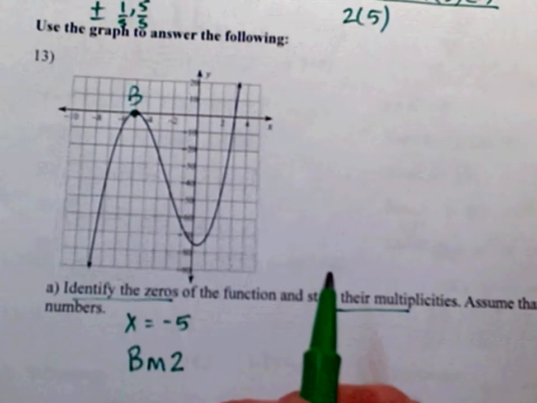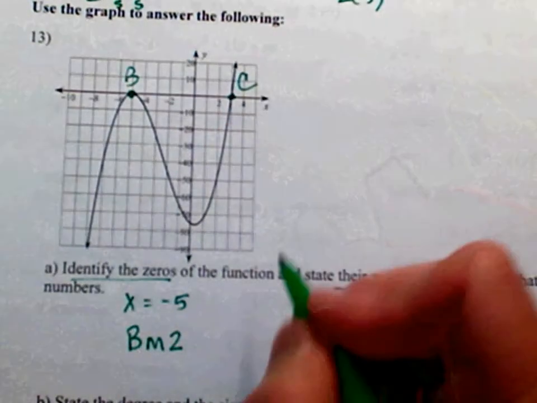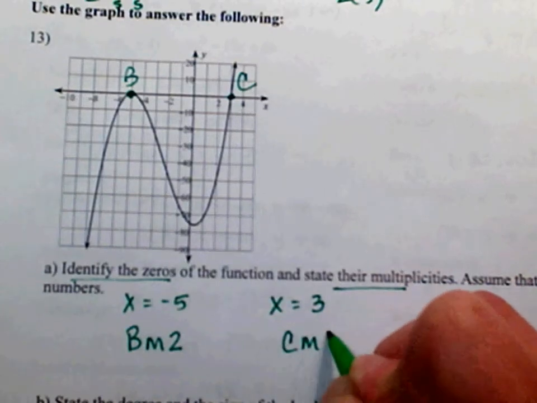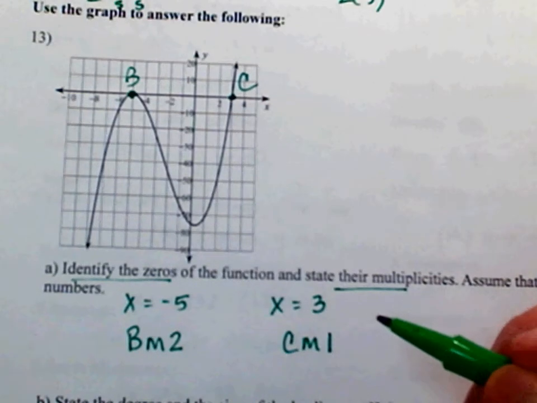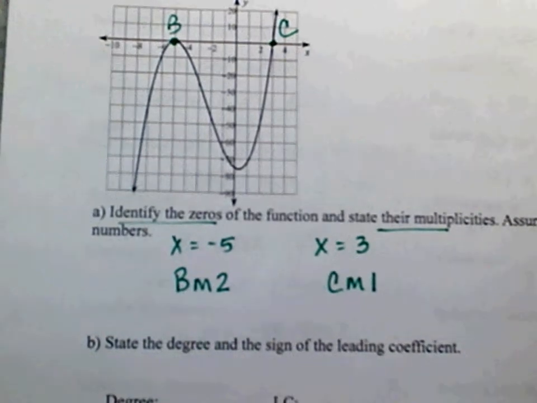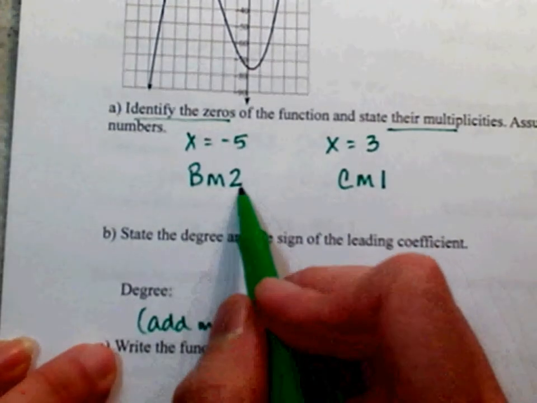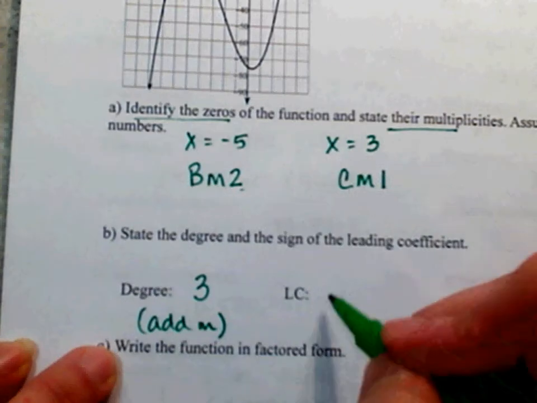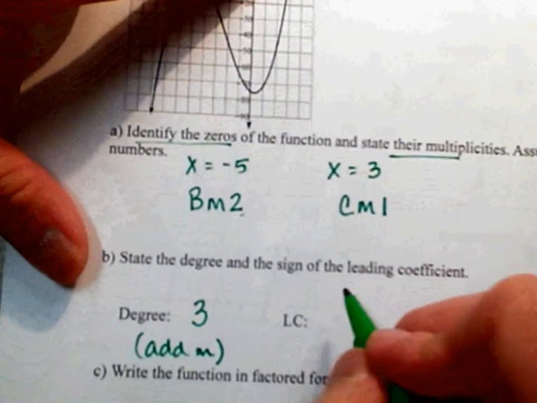Next one right here. That's a cross. So x is equal to 3. Cross has multiplicity of 1. Always assume it's 1, 2, or 3. Unless you really want to multiply it out, I will be happy with 1, 2, and 3. State the degree. This is where you add your multiplicity together because that is your exponent, okay? So 2 plus 1 is 3. Your leading coefficient, right here. You see this arrow is heading in the positive direction, so your leading coefficient is positive.